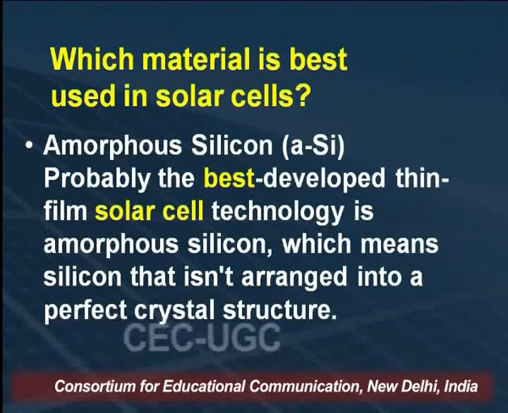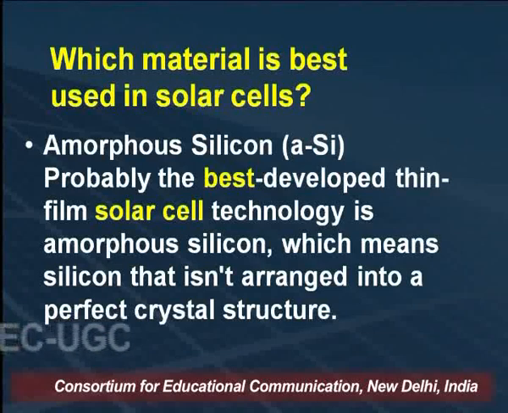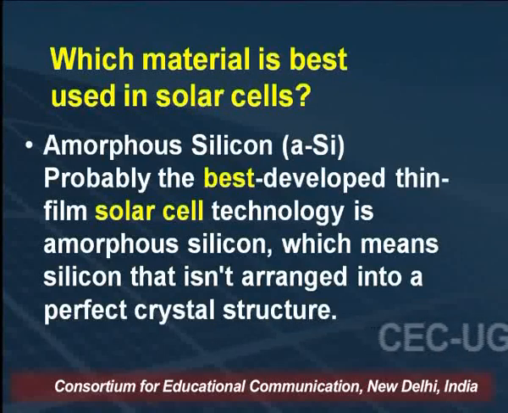As we discussed, the silicon wafer is used. Amorphous silicon is probably the best developed thin film solar cell technology, which means the silicon isn't arranged into a perfect crystalline structure. And nowadays research is going on so that different nanomaterials, the smart materials, are used to develop the solar cell so that the efficiency and the fill factor can be increased. Up to now, approximately 30% efficiency has been achieved by using various compositions, doping and nanomaterials. So what is a dark current?